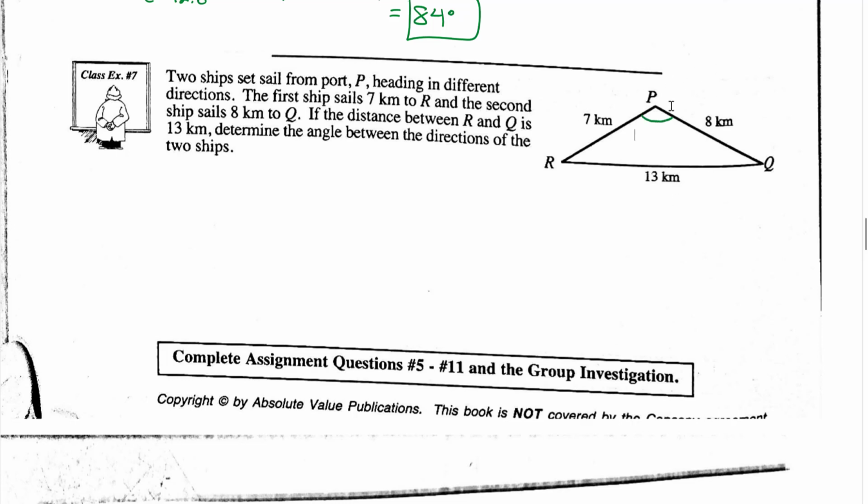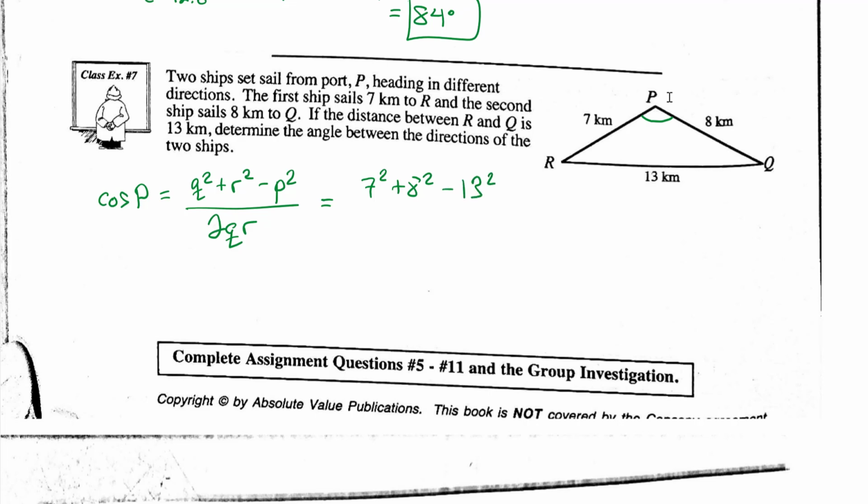So again, we have a side-side-side triangle. So I'm going to be setting up the expression for the cosine of P. And according to the cosine law, it's going to be the other two sides squared and added together. So that's q squared plus r squared minus p squared all over 2qr. So let's plug those numbers in. I'm going to get 7 squared plus 8 squared minus 13 squared, and all of that's going to be over 2 times 7 times 8. So you're going to get cosine of P is equal to negative 0.5.